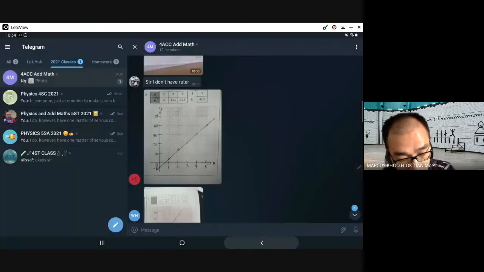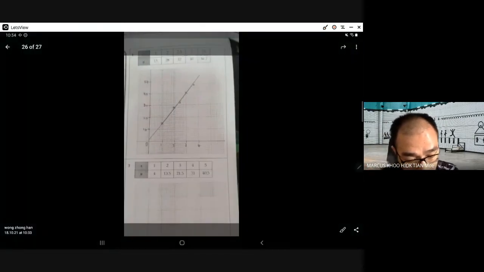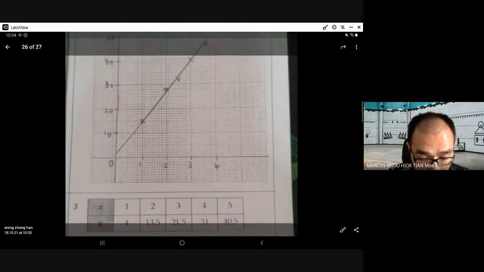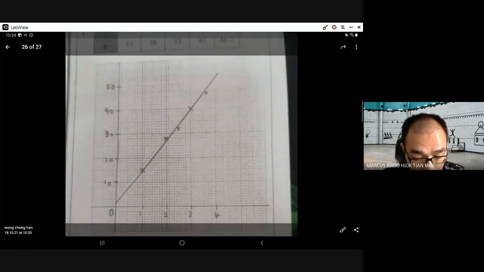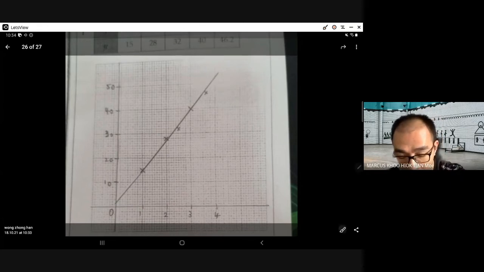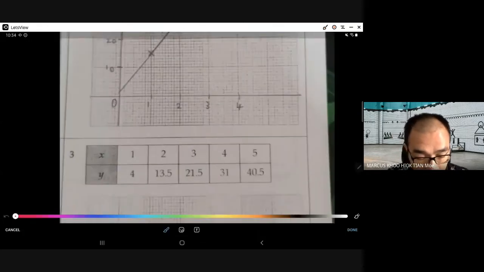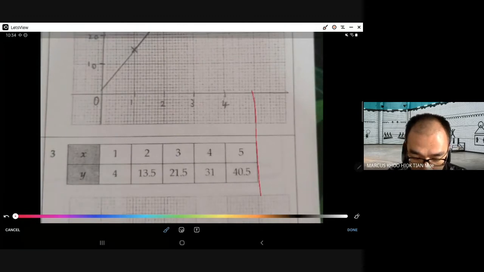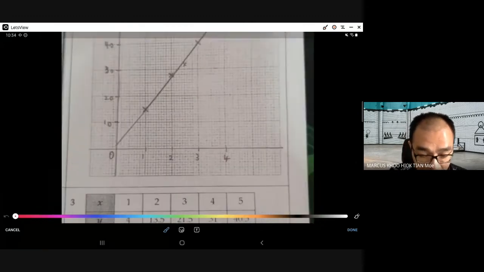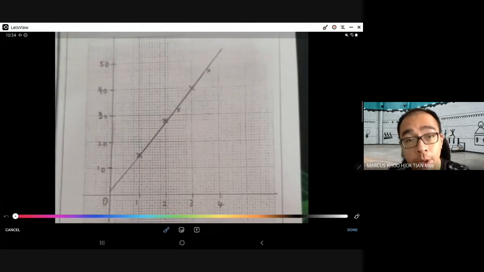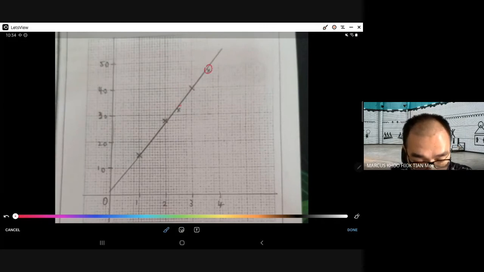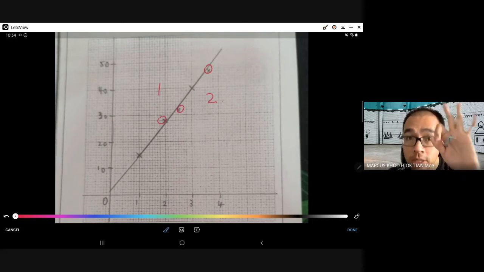So let's see who else. Who is this? Wong Zhong Han. Zhong Han, question number 1. Okay, first of all, how many points don't touch the line? 1, 2, 3. But the good news is there are 2 on this side and 1 on this side. So this one is okay. For me, it's the best fit.